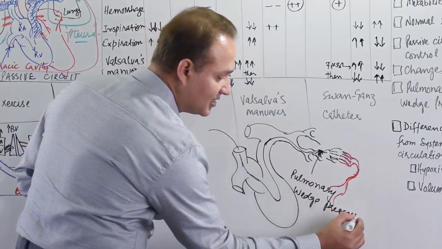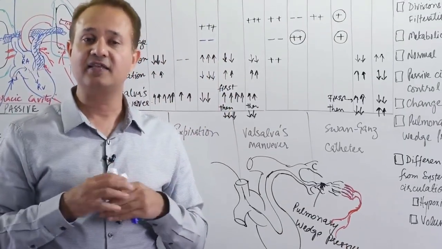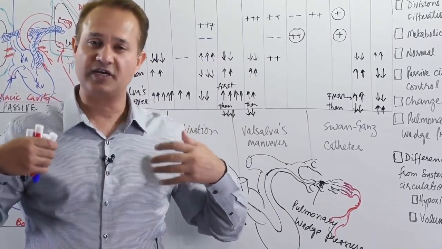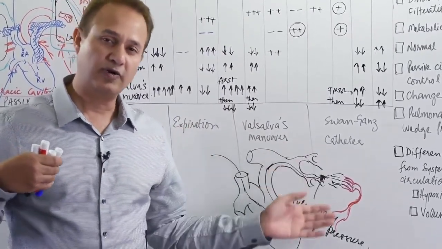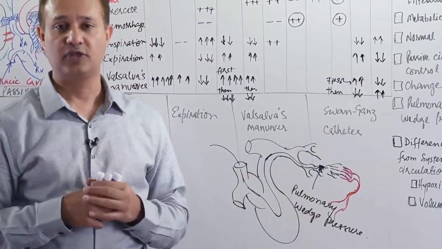This is taken as almost equal to the left atrial pressure, and that means whenever you're trying to figure out the pressure gradient across the lungs, or whenever you need the left atrial pressure, this is what you'll be doing. So thank you very much.